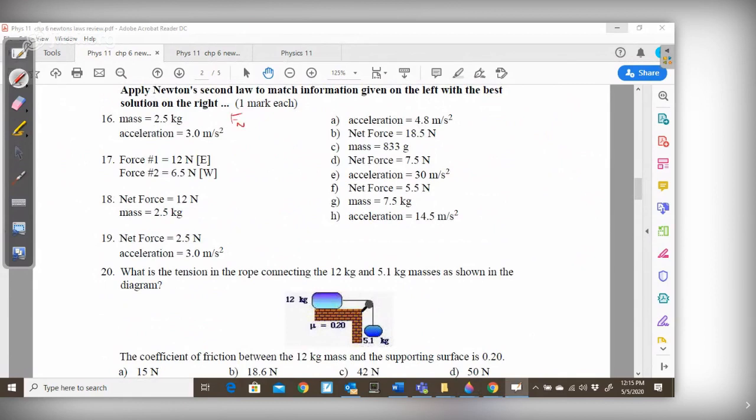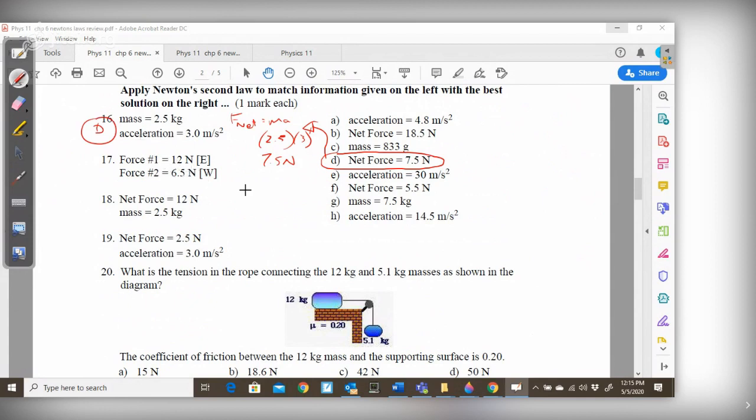So here we have a mass and acceleration. That means we're going to be calculating a net force is equal to mass times the acceleration. We're going to have 2.5 times 3, and that's equal to 7.5 newtons. So here we have our net force, 7.5 newtons coming up to here. So the answer to this is D.